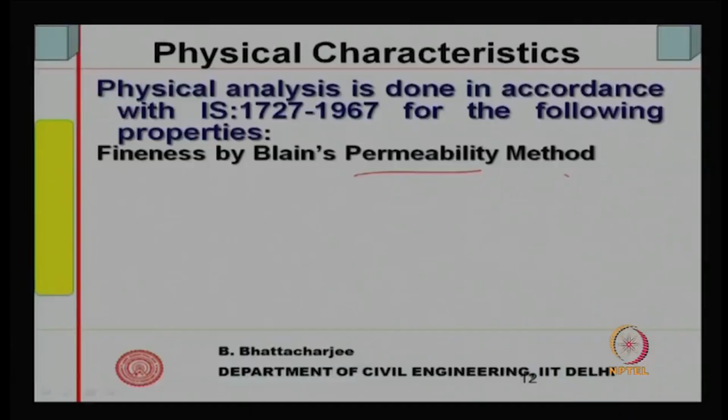In other words, for a constant head drop, we find out the time required for the flow, and from this time we can find out the specific surface. Specific surface is related to the air permeability, and there is a formula available. So, Blaine's fineness gives us basically specific surface, like for cement, in meter square per kg or centimeter square per gram, etcetera. So, fineness is measured by this.